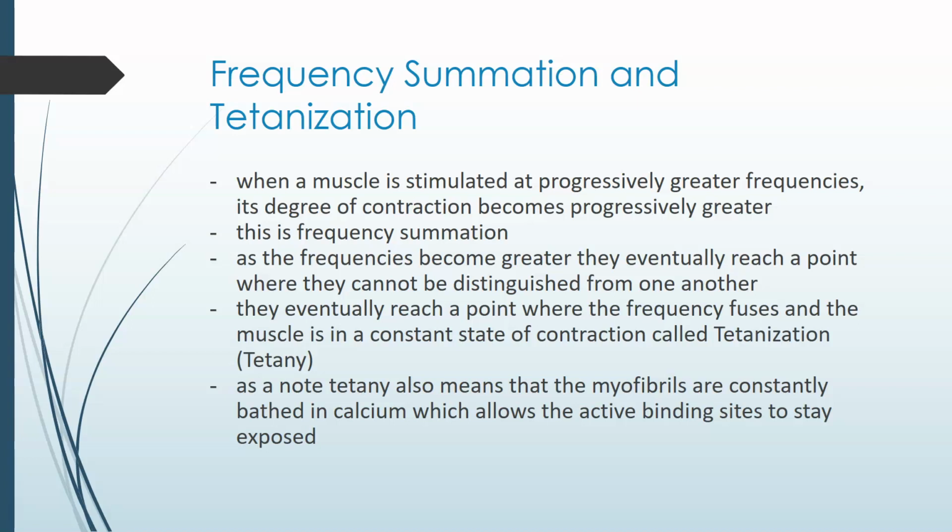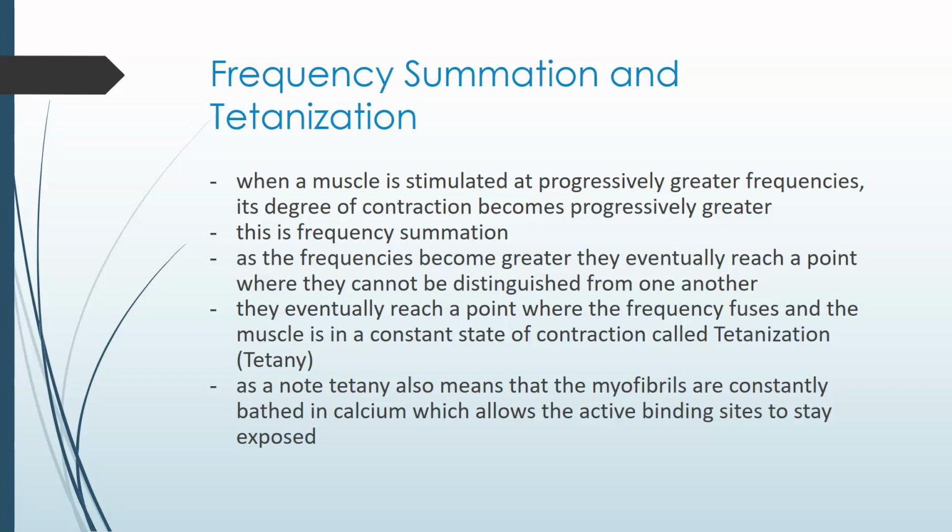So I'm increasing the number of twitches, and they sum together to create enough stimulus for a contraction. As the frequencies become greater, they eventually reach a point where they cannot be distinguished one from another. That's when we get the contraction. If we continue speeding up the twitches, they eventually reach a point where the frequency fuses and the muscle ends up in a constant state of contraction.